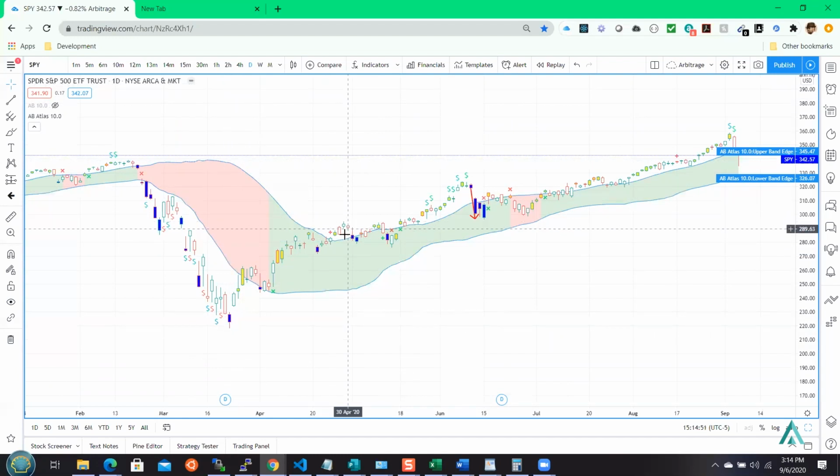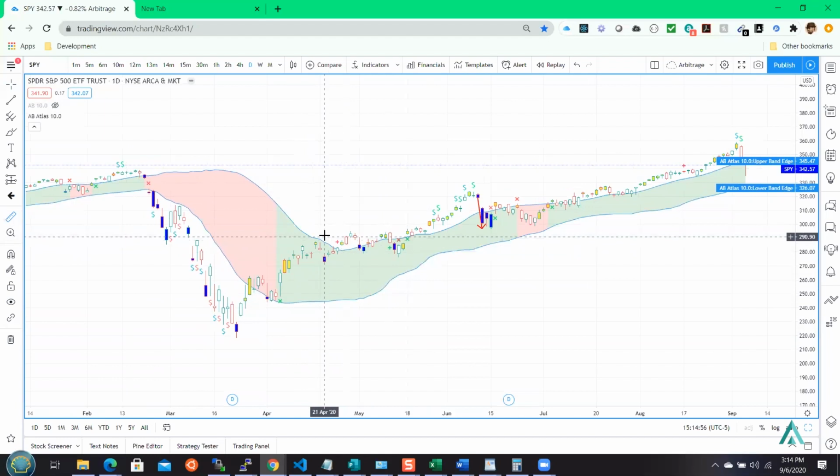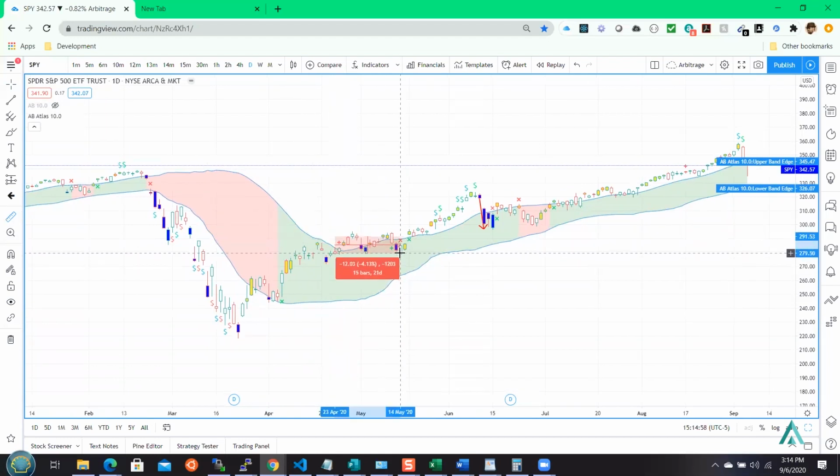So this is a daily chart. In this window of time that we're looking at, from here to here, you made no money, and that was almost 21 days.